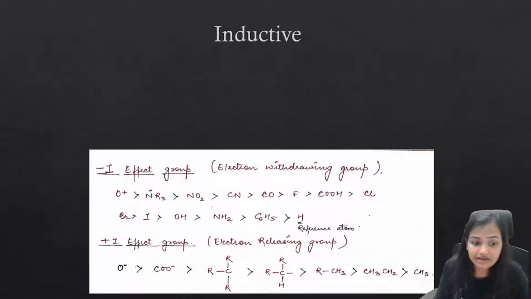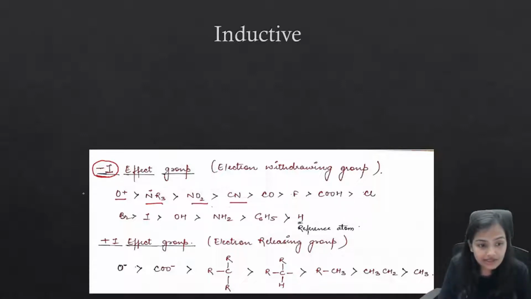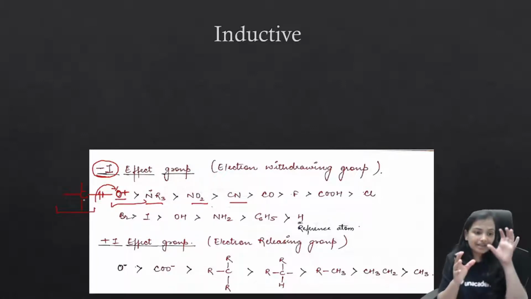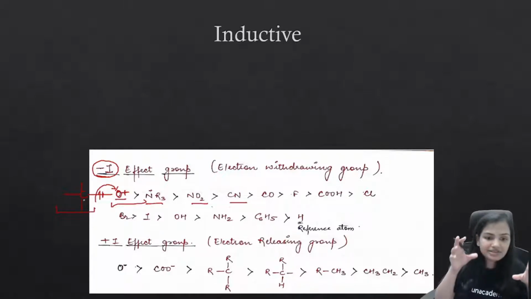So I can show you here, if you are looking for minus I effect groups, any group like O positive, NR3 positive, NO2, CN, whichever is attached to the carbon family. Let's say here I have a carbon and here I have an O positive. O being electronegative and having a positive charge will try to pull the electron pair from the carbon towards itself. So we have to compare between the carbon family and the group. If a group is electron pulling in nature, it will be considered the minus I effect.